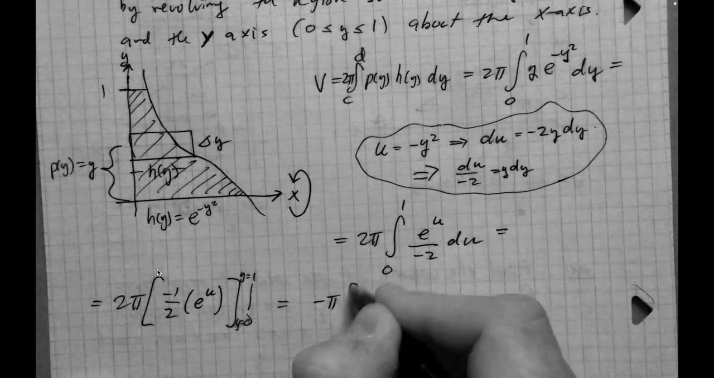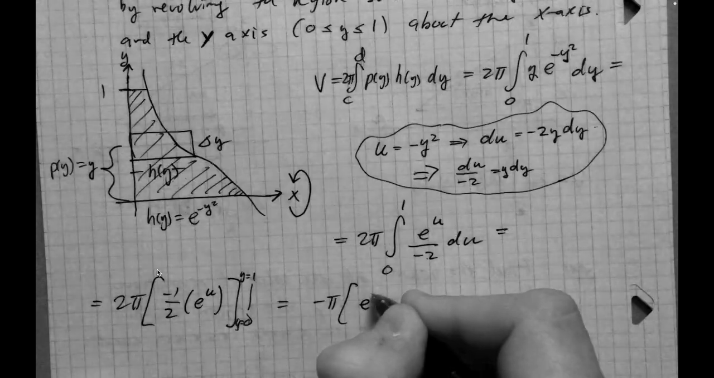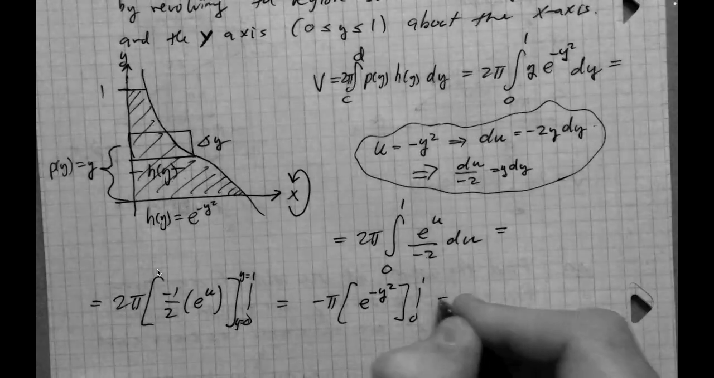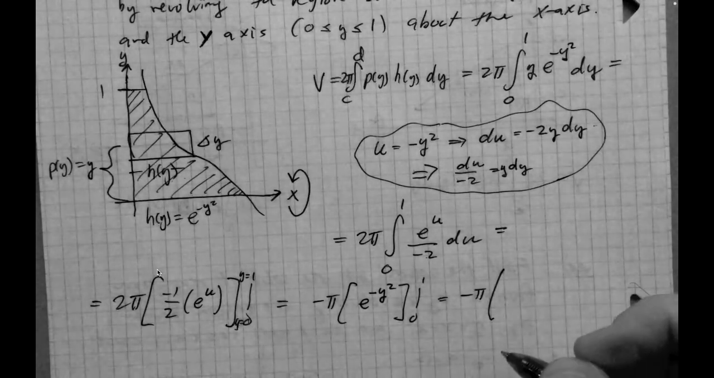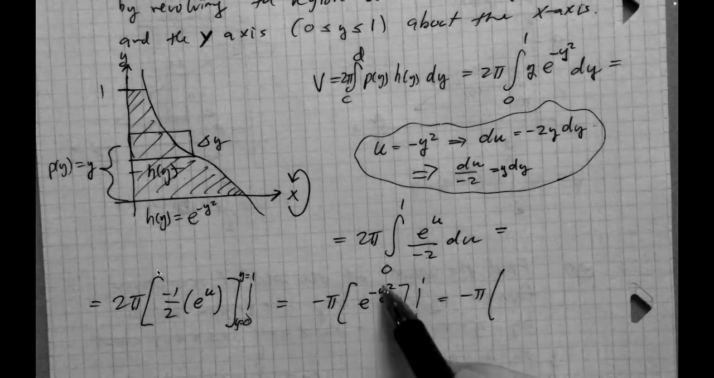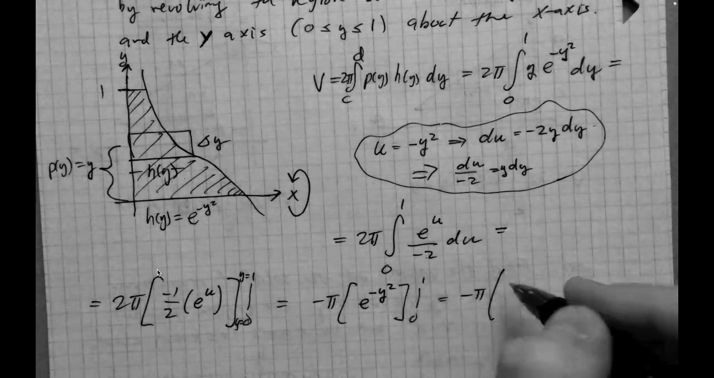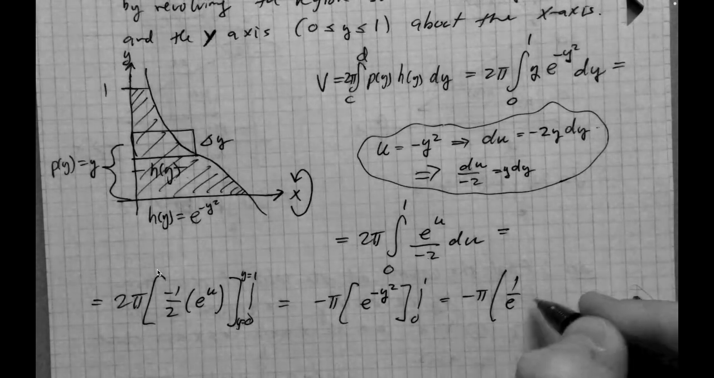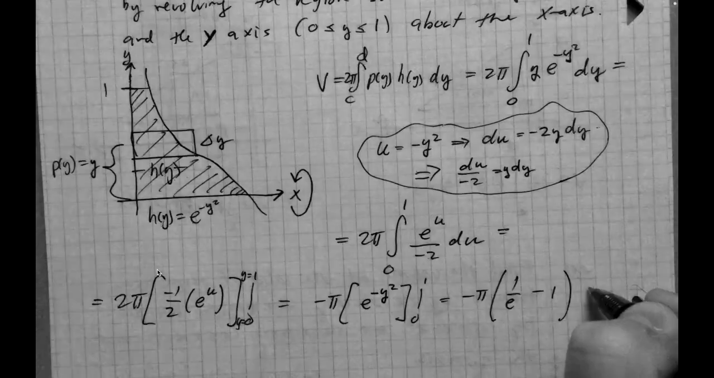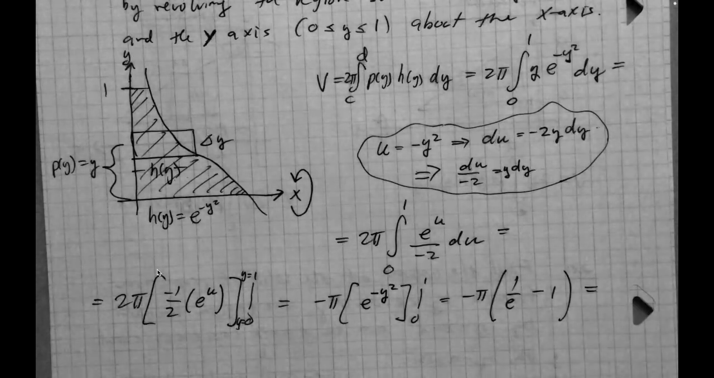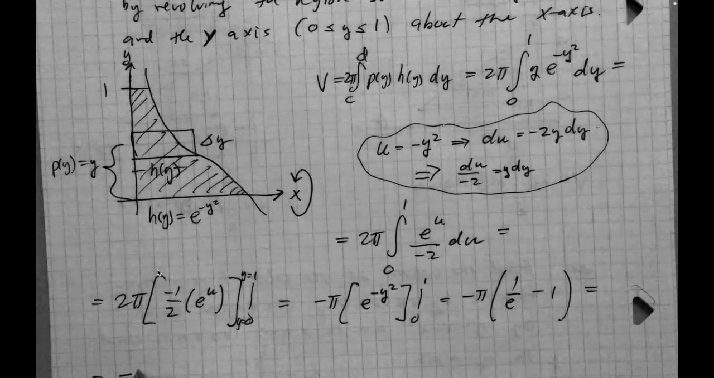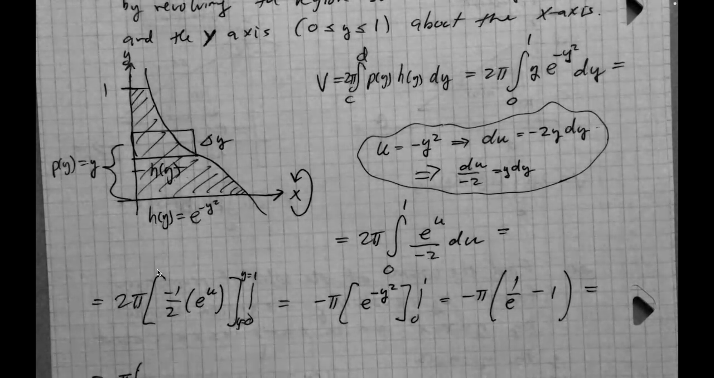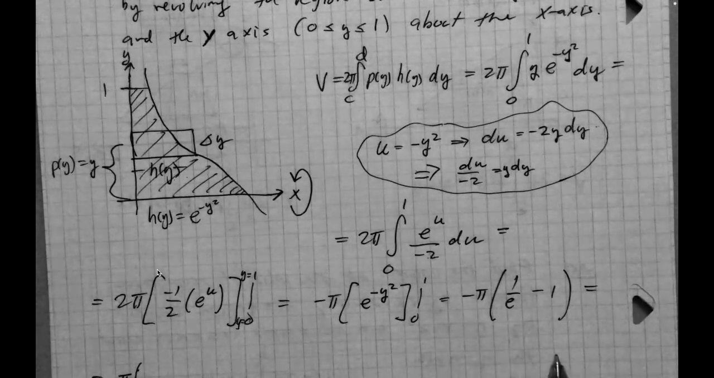You get negative pi times e to the negative y squared, and that's from 0 up to 1. And so negative pi times, e to the negative 1 squared would just be 1 over e, and then e to the negative 0 would be just 1, so minus 1 there, right? And let's see, so that's going to be equal to negative, we can factor a negative out and just make this pi on the outside, and then it'll be 1 minus 1 over e.